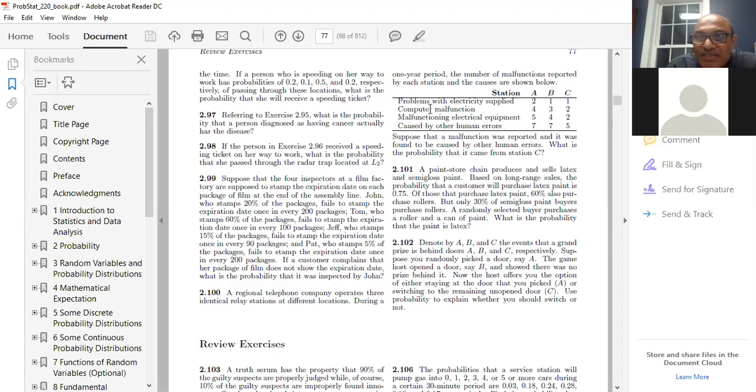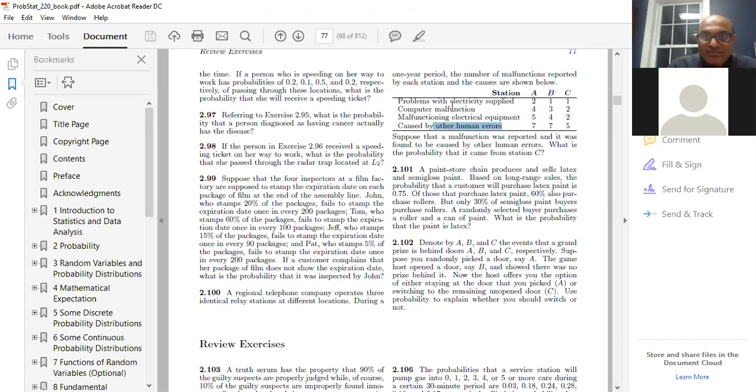Now, malfunctioning means this second part. Please keep in mind this thing. Malfunctioning is reported, and it was found to be caused by other human errors. So malfunction is reported and that was caused by other human errors means this part, other human errors, fourth number. What is the probability that it came from station C?